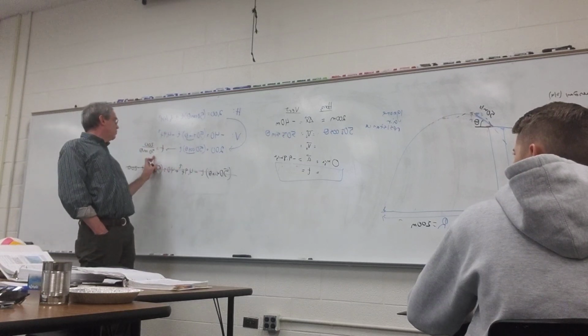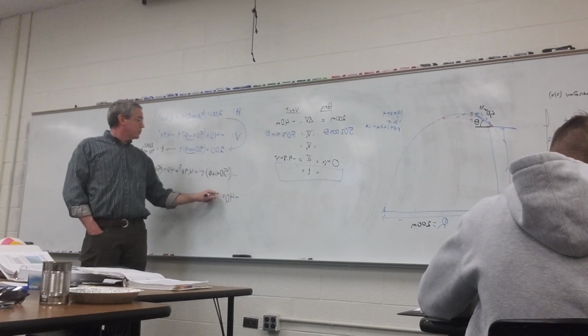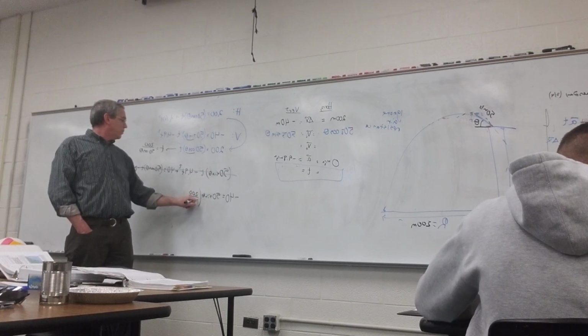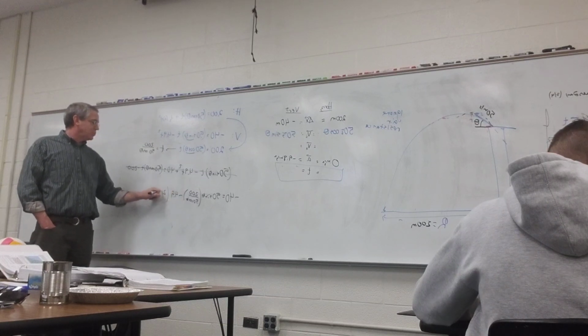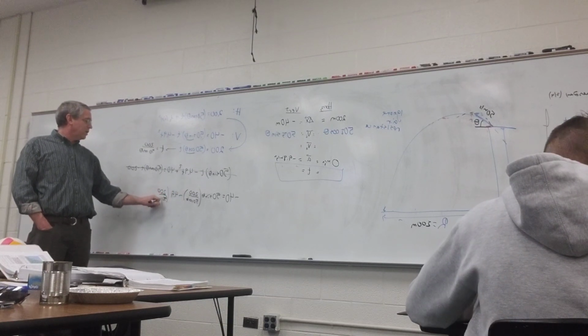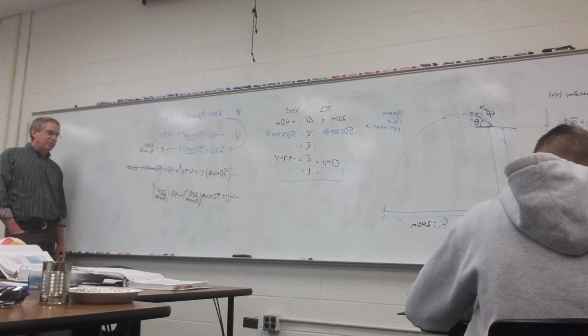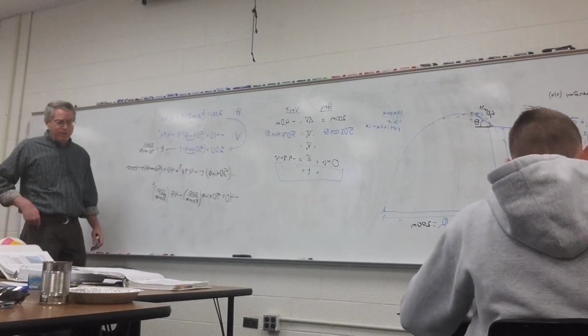So plugging our new value for t into the second equation, we get negative 40 equals 50 sine theta times 200 over 50 cosine theta, minus 4.9 times 200 over 50 cosine theta, squared. Now we have one equation, one unknown. It is not necessarily a simple thing to solve, but we do have one equation, one unknown.